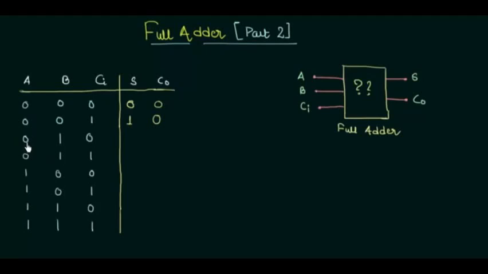So in our third case A is 0, B is 1, so A plus B, 0 plus 1 is 1, and 1 plus 0 gives you 1. So again the sum is 1 but the carry output is 0. In our fourth case A is 0, B is 1, so 0 plus 1 is 1, and 1 plus 1, the carry input is 1, so 1 plus 1, the sum is 0 and there is 1 carry.